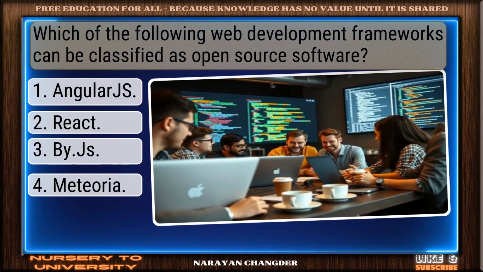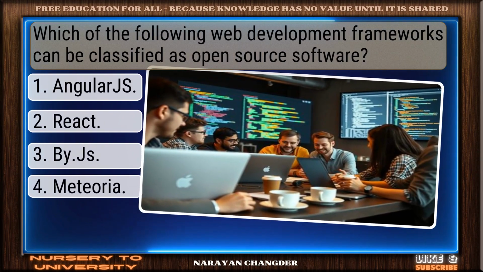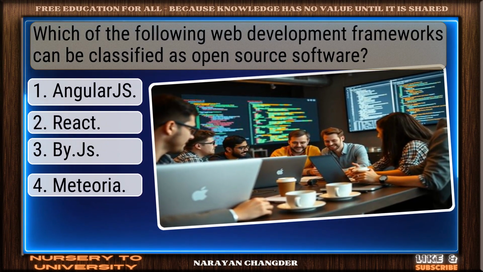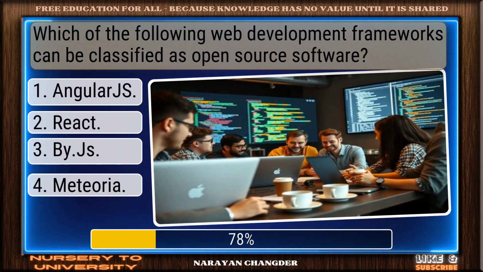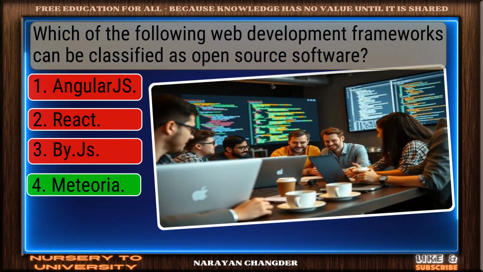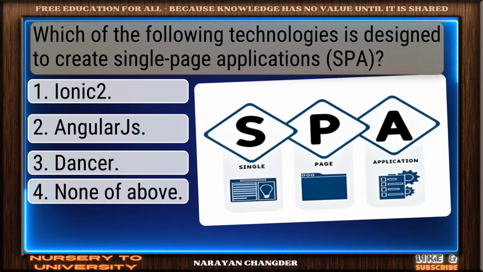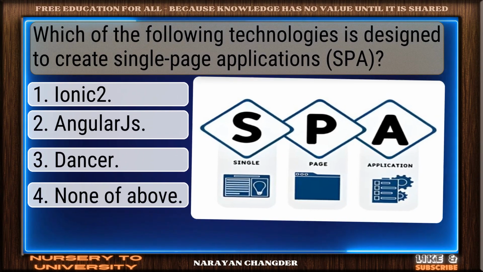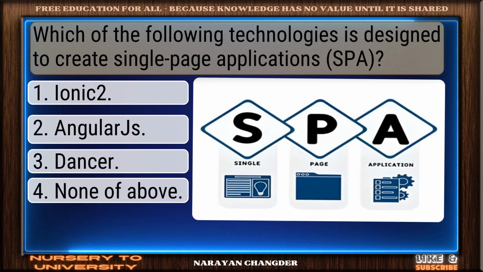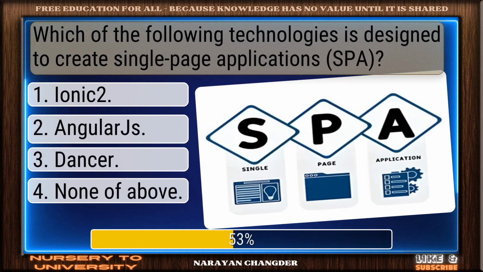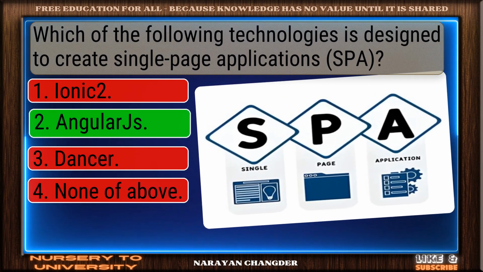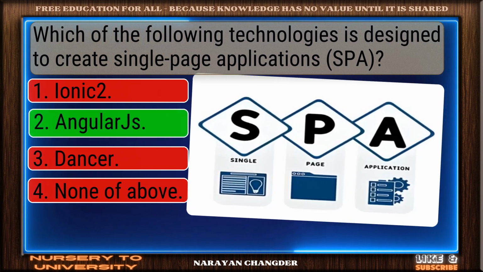Question number 7. Which of the following web development frameworks can be classified as open source software? Valid point. Meteor.js is true. Question number 8. Which of the following technologies is designed to create single-page applications? Right choice. Angularjs is the best answer.